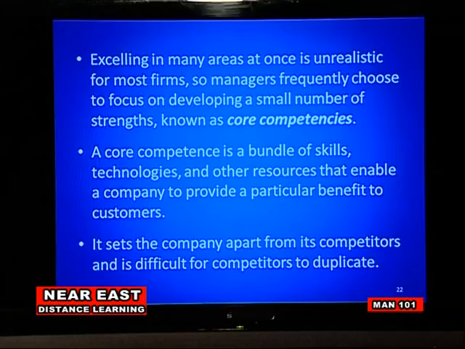Excelling in many areas at once is unrealistic for most firms, so managers frequently choose to focus on developing a small number of strengths known as core competencies. A core competence is a bundle of skills, technologies, and other resources that enable a company to provide a particular benefit to customers. It sets the company apart from its competitors and is difficult for competitors to duplicate.